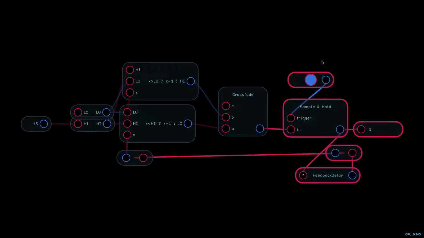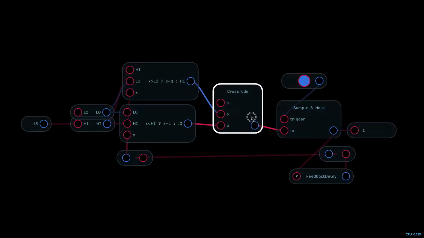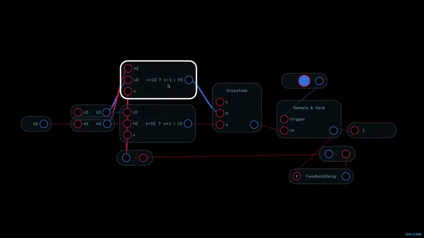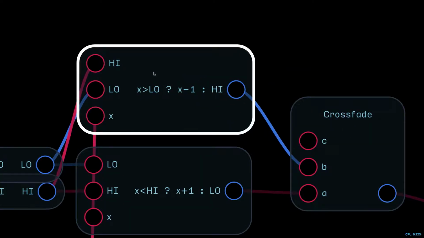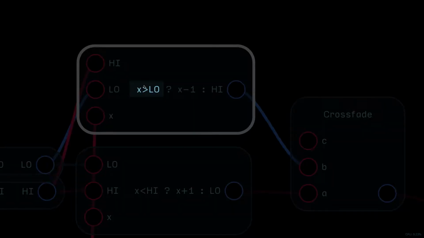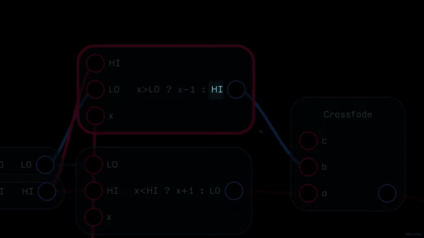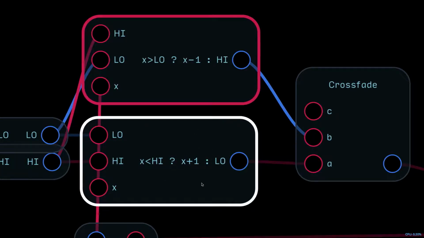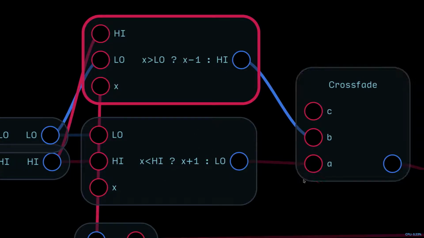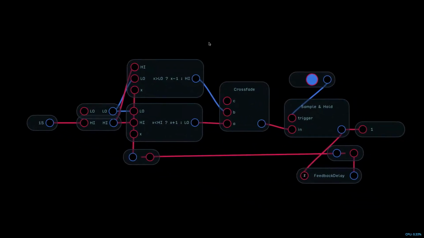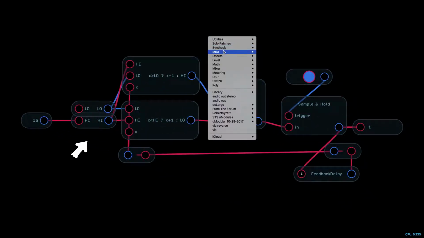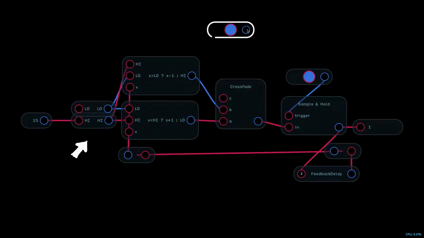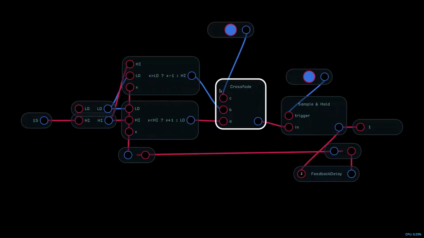Now it's going to say x greater than low question mark x minus 1 colon high. Translated, that is, if x is greater than the lower value, then remove 1. Otherwise, take it back to the top. I mean, it's the exact opposite of the first statement, so it shouldn't come as any surprise that it does the exact opposite thing. And just a little reminder that when you're sending one value to multiple different places in your patch, a via is a great way to organize things, minimize your editing.